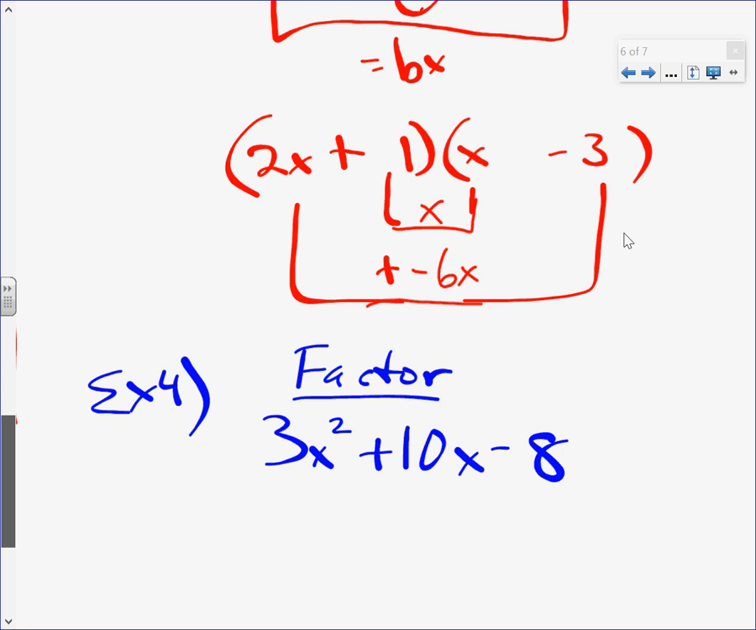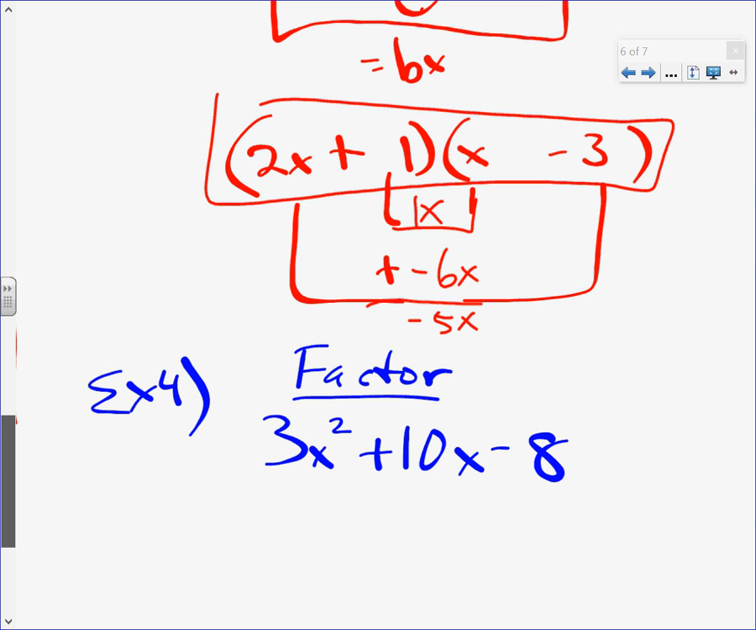1x plus negative 6x is a negative 5x. We're rocking and rolling. We got our factors. Here they are. We'll write this down for me. Go and write all this process down for yourself on your notes so you can see my thinking.